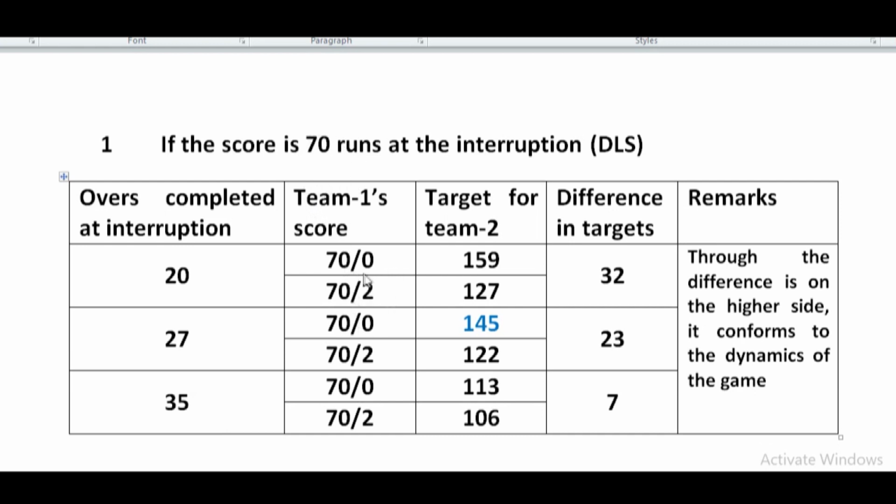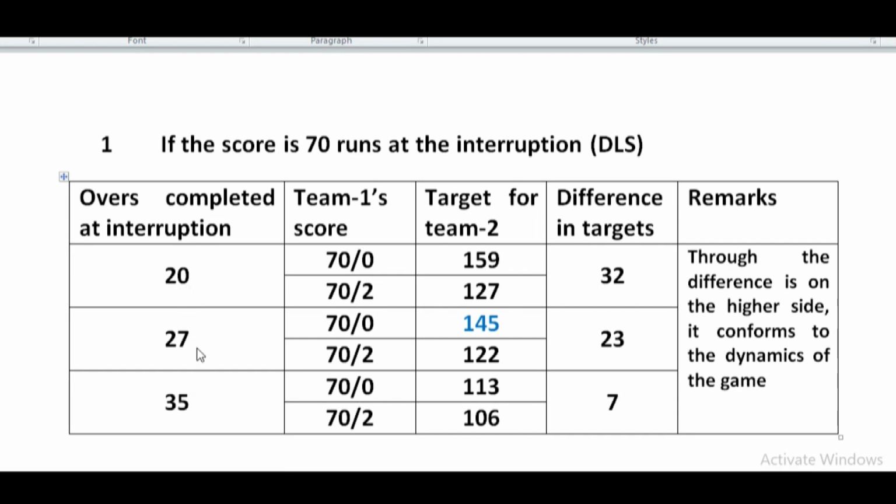So for 70 for 0, the target for team 2 is 159, and for 70 for 2, the target is 127, and the difference is 32. Of course, here this target looks very high, but since that's a different issue, we are not taking it up at this time. We are actually trying to discuss something else. So this is okay, 32.